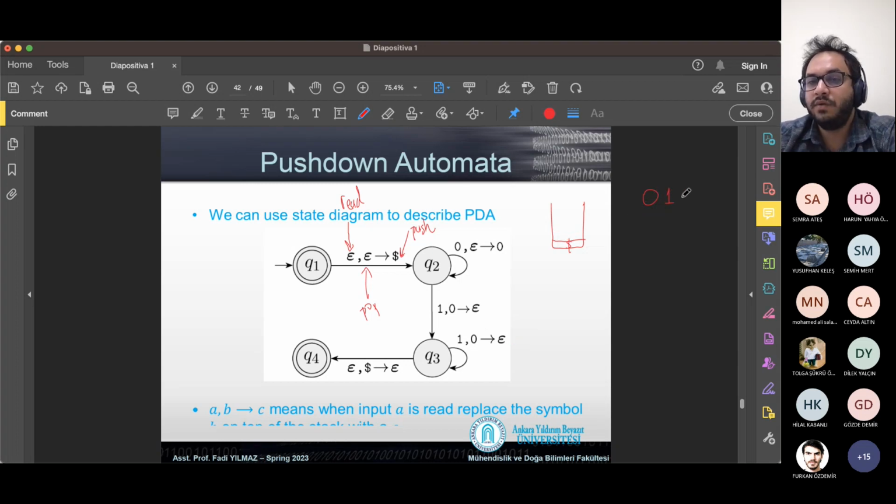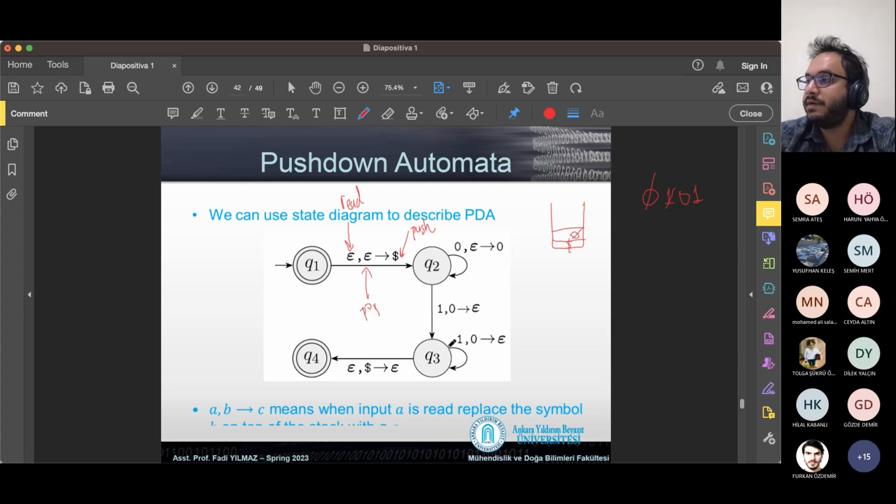If we just say 0, 1, 0, I think it's going to be the same stuff. Right? So I put a 0, push a 0, pop nothing. I read a 1, I'm done with it. I read a 1, pop a 0, then push nothing. Then what about 0?